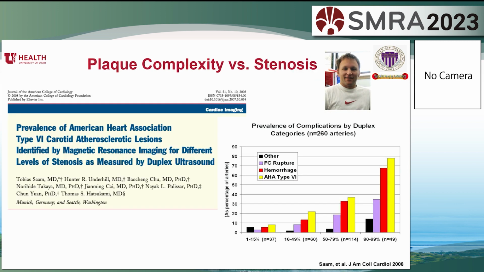And another work in this is done by Tobias Saam, who was a fellow in our lab also in 2000, looking into this, suppose you divide lesions based on stenosis and also based on high-risk features. How do they distribute? And this basically demonstrates there are still high-risk features, even when the stenosis level is near zero by a clinical measurement.